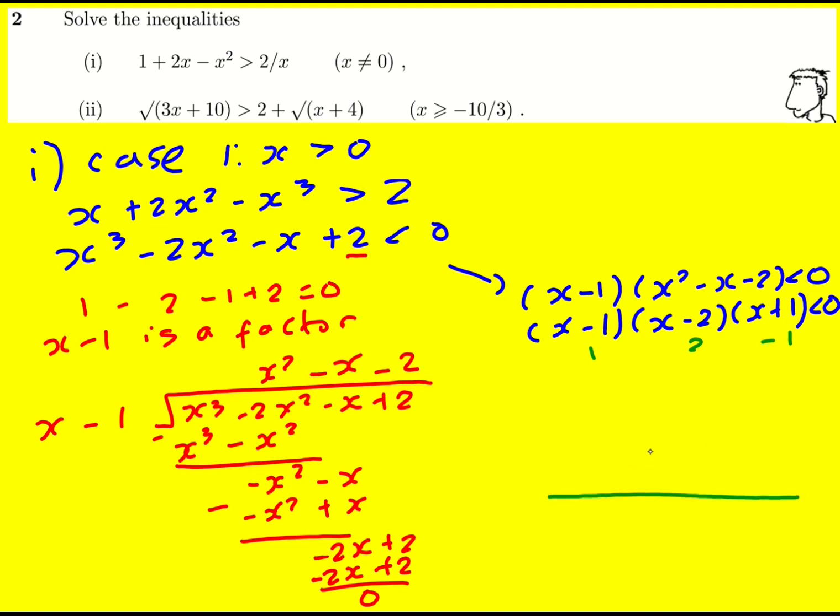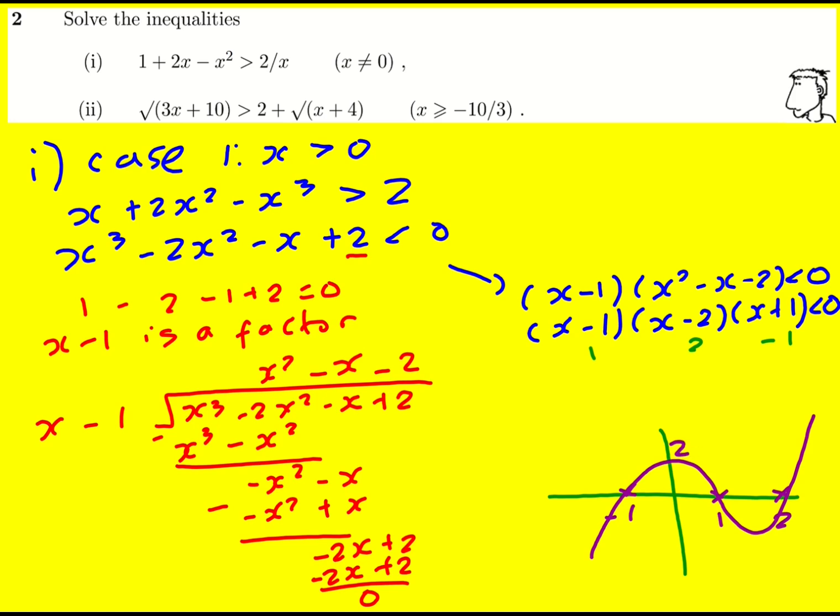Just like with a quadratic inequality, I think a sketch is now a good idea. It's going to go through at 1, at 2, at minus 1. It must come up from minus infinity. It's going to go through the axis at 2, come back down, and look a bit like that.